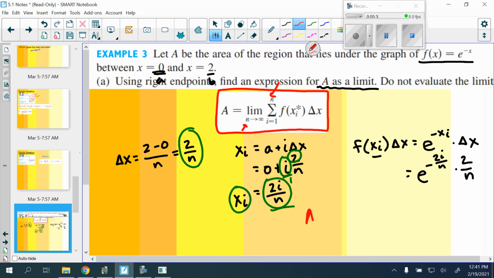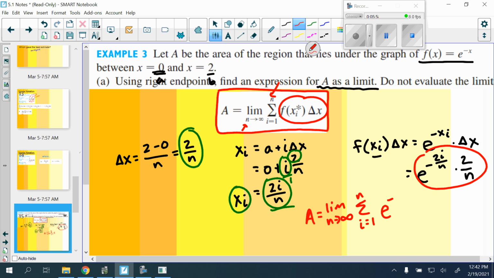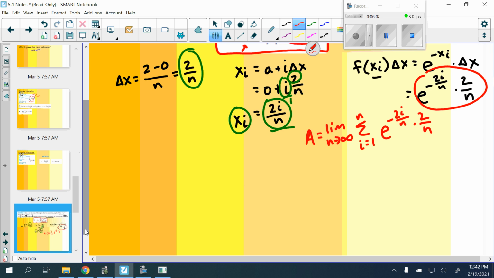So if we write this out, the area would equal the limit as the number of rectangles goes to infinity of our sigma notation. We got n here, we got I equals 1 here. And now we want to fill in what we just found right here. We're just going to copy that over: e to the negative 2I over n times 2 over n. So that would be our equation here to find that.